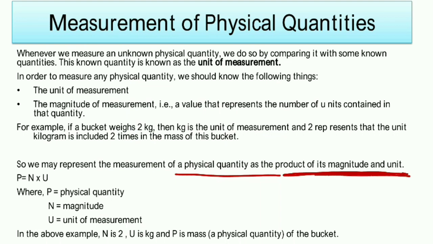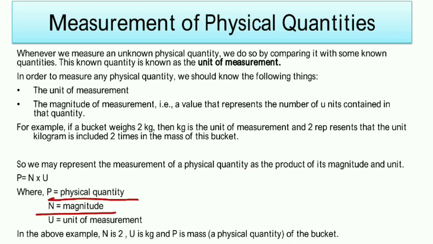So we can say that physical quantity is equal to n into u. Okay, physical quantity is equal to n into u. So here we can write that P is equal to n into u. P stands for physical quantity, n stands for magnitude, and u stands for unit. Here it has also been mentioned that P means physical quantity, n means magnitude, and u is for the unit of the measurement.